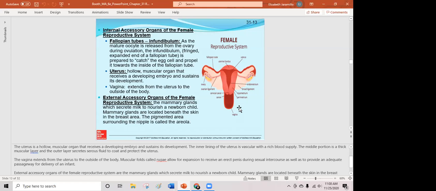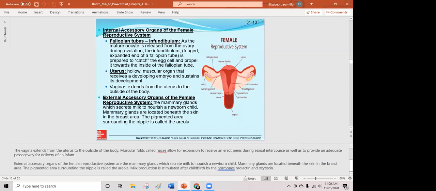So from the uterus, we come down to the vagina. Muscular folds called rugae, I believe is how you pronounce it, allow for expansion to receive an erect penis during sexual intercourse, as well as to provide an adequate passageway for delivery of an infant. So it expands also for delivery of a child.